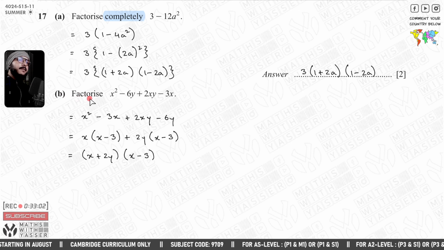In part B, it says factorize x squared minus 6y plus 2xy minus 3x. In order to factorize, we need to rearrange this expression such that we have x squared minus 3x plus 2xy minus 6y. By doing this rearrangement, we can take x common and we get x times (x minus 3), plus we can take 2y common and we get again (x minus 3). So the factors are (x plus 2y) times (x minus 3).